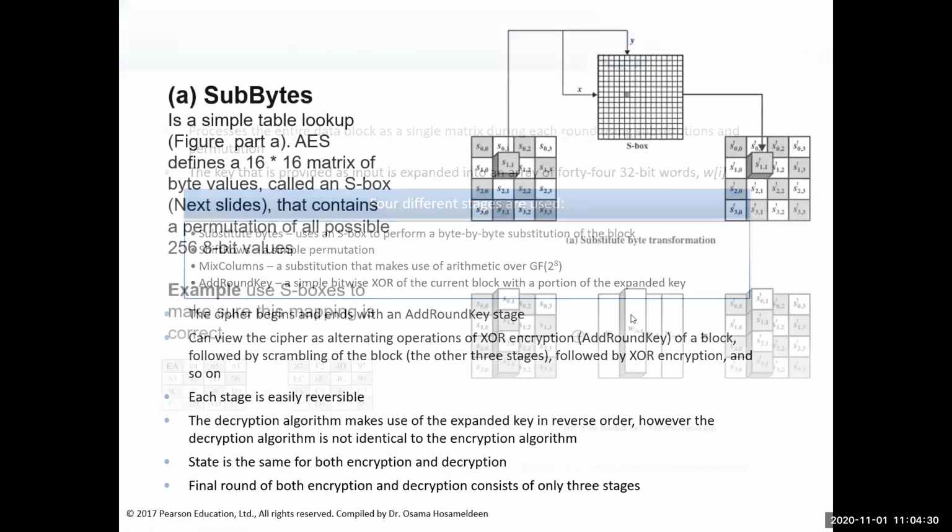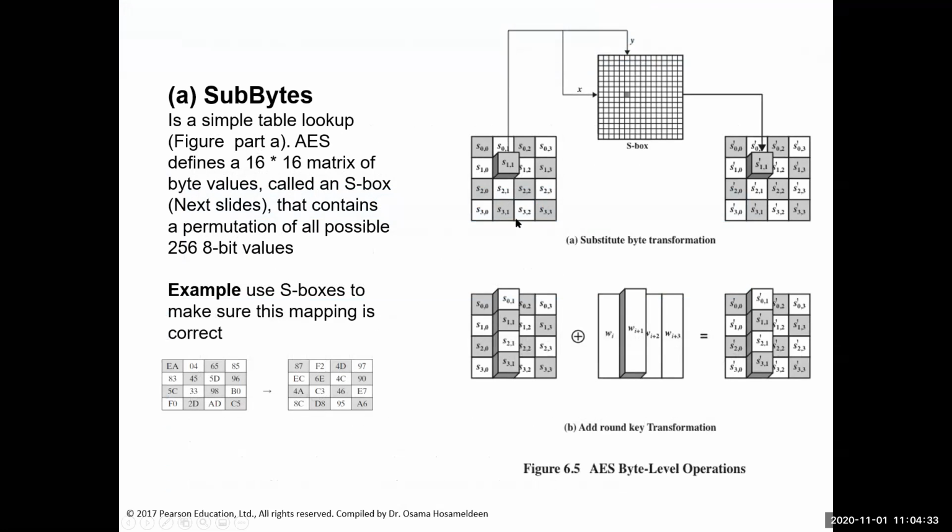Okay, this is the detailed structure. Let's move to the operations in detail, each one in detail. The first one is sub-bytes. Here we have the input. This is the input matrix. As I told you, we arrange it column-wise, and then we take each byte here, and then go to the S box, and then we index it row by column, and then extract the corresponding data and replace the corresponding byte.